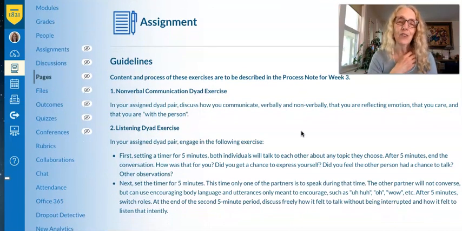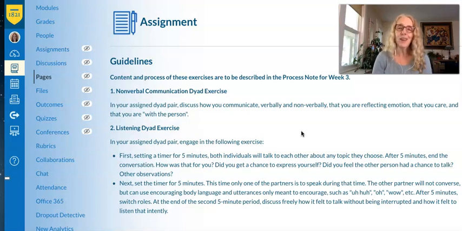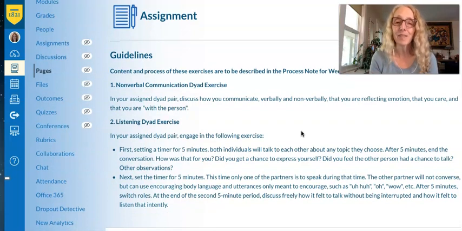Okay, first thing is you're going to have a conversation with your dyad partner about how you communicate. How do you do it verbally? How do you do it non-verbally? How do you reflect emotion? How do you let people know that you care and that you're with the person? So you are each going to take turns talking to each other. Maybe you'll both talk at the same time. I don't know. Try not to do that, but sometimes that happens, right? So this is a conversation.